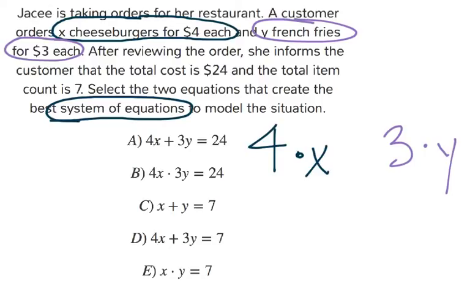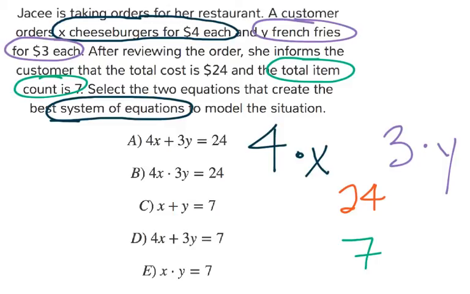After reviewing the order, she informs the customer that the total cost is $24. Okay, so that's a total of 24. And that's just the money side. On the other side, we're talking about the total item count here, which is 7. So we kind of have to bridge this gap between the total item count of 7 and the total cost of 24. Well, let's just do one equation at a time. So we know for the cost, there should be a 4x, a 3y, and $24.